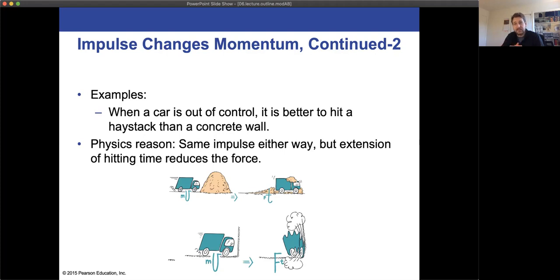So we need to produce the same change in momentum, which means we're going to need the same impulse. But if the collision doesn't last for as long when we hit the wall, we're going to need more force. And so our car and maybe ourselves or whoever's in the car is hurt more, is subject to a greater force because we don't have as much time to change the motion by imparting impulse.